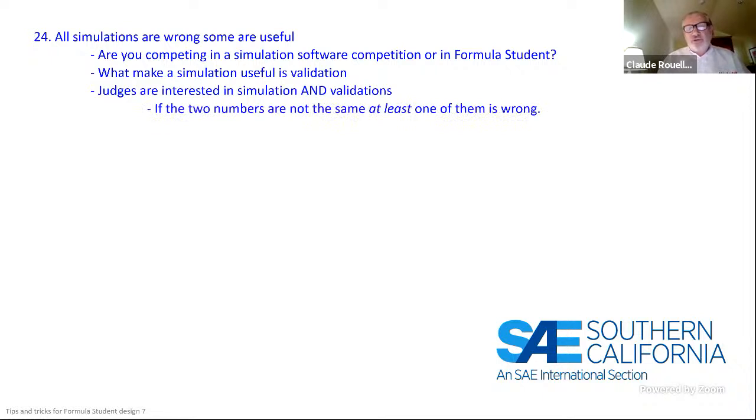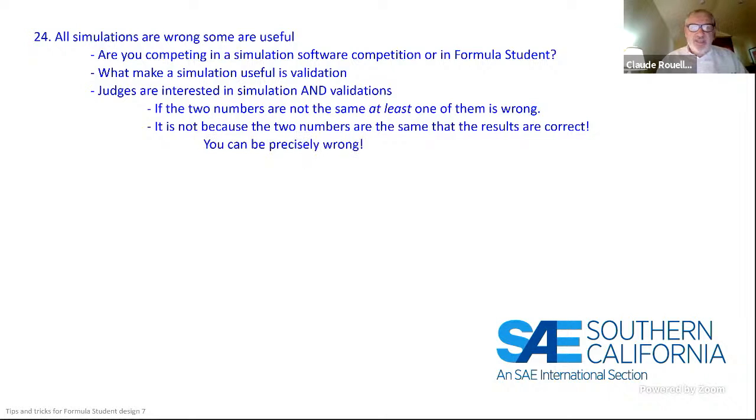Remember that if the two numbers are not the same, simulation on one side and data on the other, at least one of them is wrong. I mean, is there a problem of calibration of your sensor, or a problem of algorithm in your simulation? Or both. And it's not because the two numbers are the same that the results are correct, by the way. You can be precisely wrong.